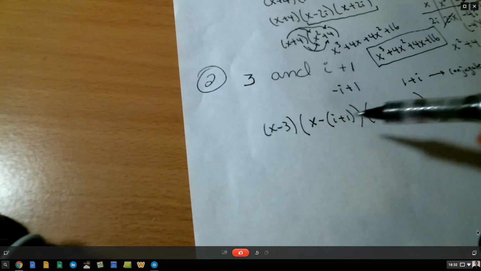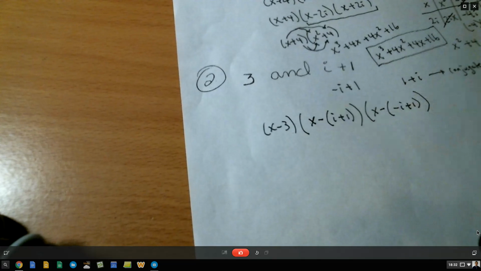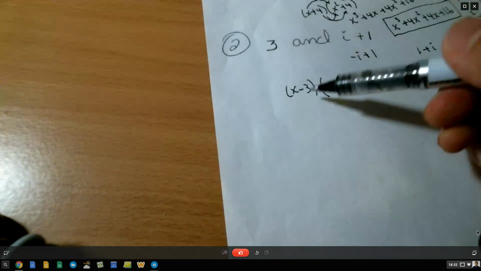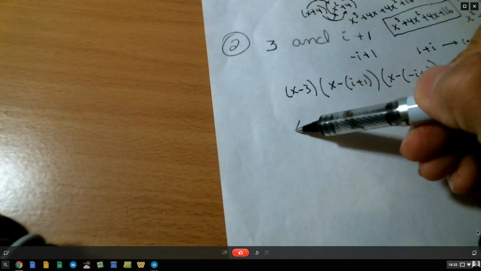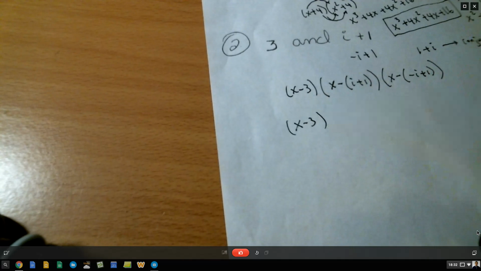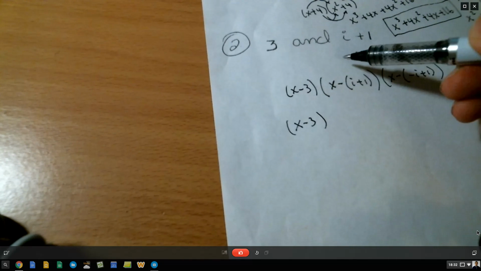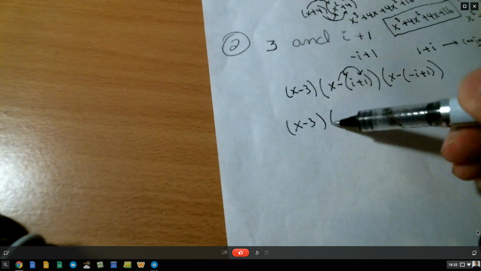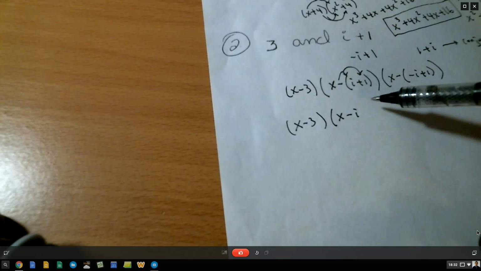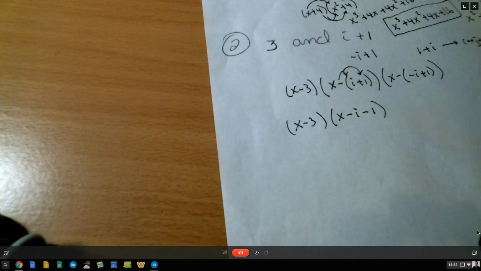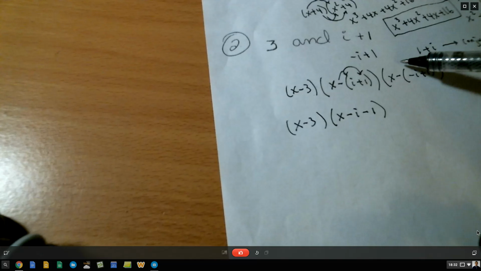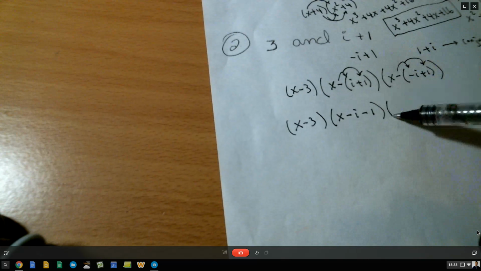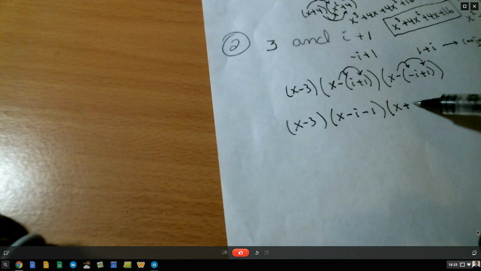Now let's simplify this. There's too many parentheses here. There's nothing we can do for x minus 3, so I'll just bring that down. This negative sign could be distributed into everything inside, so we can write it as x minus i minus 1. Same thing with this negative sign. It can be distributed throughout, so we can write this one as x plus i minus 1.